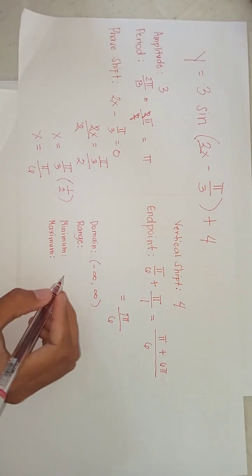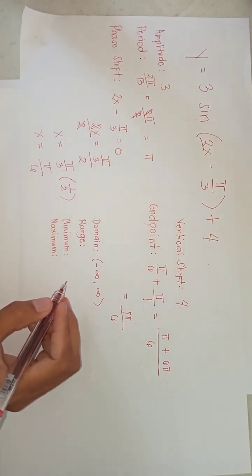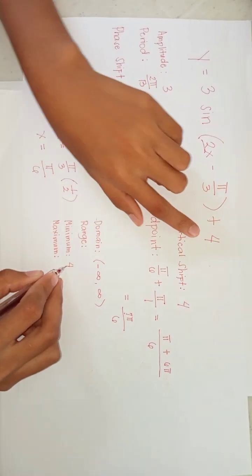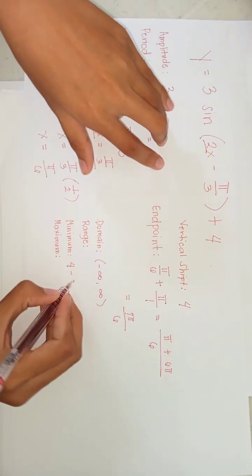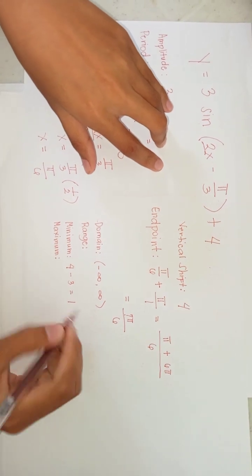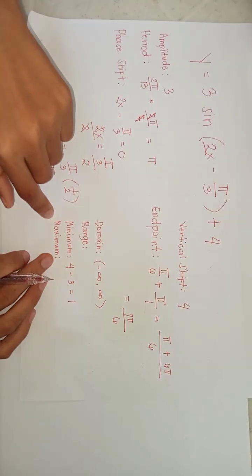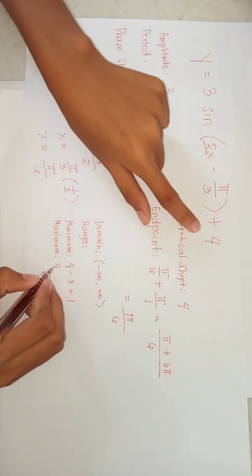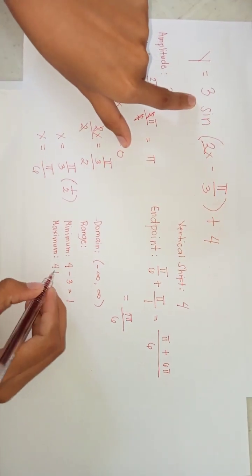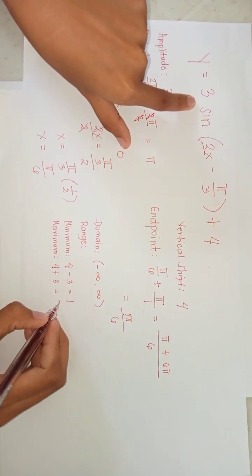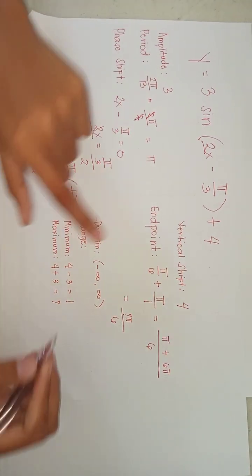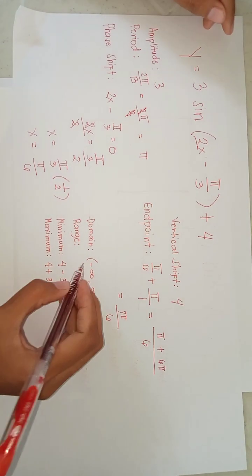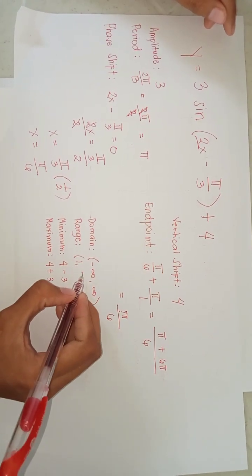In getting the minimum, we need to subtract the amplitude, which is 3, from the vertical shift, which is 4. So 4 minus 3 equals 1. And in getting the maximum, we need to add the vertical shift, which is 4, and the amplitude, which is 3. So 4 plus 3 equals 7. So now, we can already write our range, which is 1 and 7.